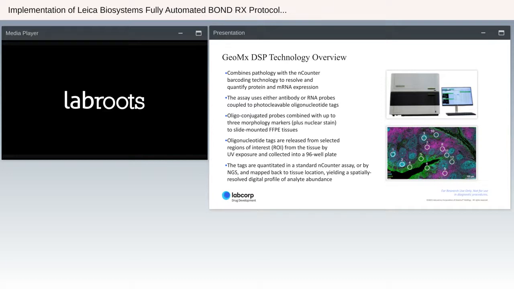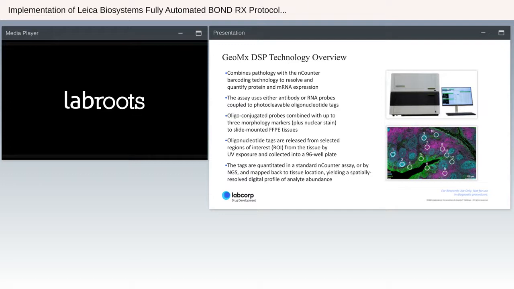So the assay uses either antibodies or RNA probes, and these are coupled by NanoString to photocleavable oligonucleotide tags. And these tags are combined with up to 3 morphology markers plus a nuclear stain to FFPE mounted tissues. The oligonucleotide tags are then released from selected regions of interest based on the morphological markers, and they are released from the tissue by UV exposure and collected into a 96-well plate.